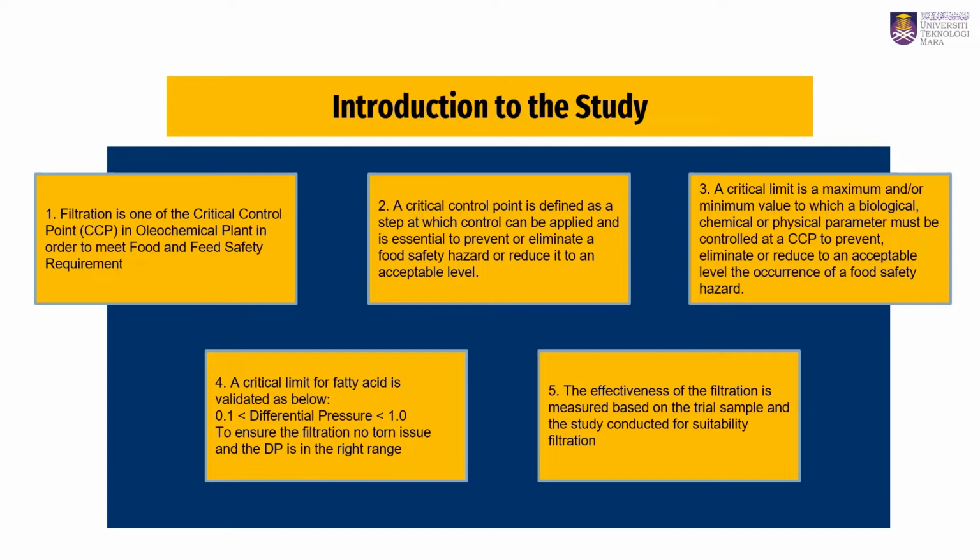A critical limit is a maximum and/or minimum value to which a biological, chemical or physical parameter must be controlled at a CCP to prevent, eliminate or reduce to an acceptable level the occurrence of a food safety hazard. A critical limit for fatty acid is validated as the differential pressure must be more than 0.1 and less than 1. The effectiveness of the filtration is measured based on the trial sample and the study conducted for suitability of filtration.